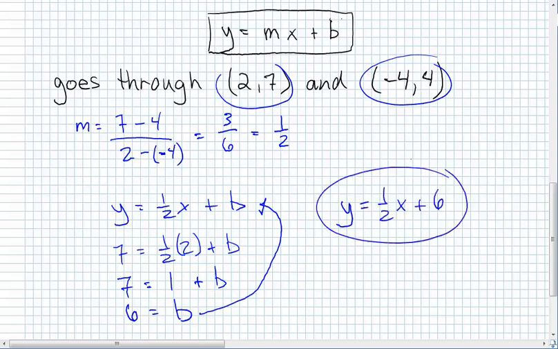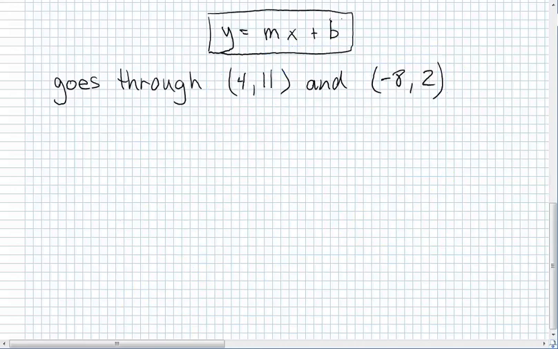And if you don't believe me, you can double check. The slope is indeed 1/2, and it goes to the point 0, 6, as well as those other 2 points. Okay? Alright, so for next class, I want you to find the equation of the line in slope-intercept form that goes through the points 4, 11 and -8, 2. I'll see you in class next time.